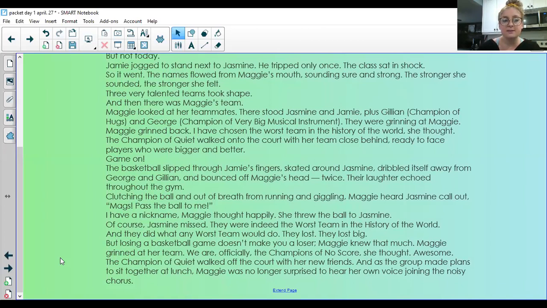Clutching the ball and out of breath from running and giggling, Maggie heard Jasmine call out, "Mags, pass the ball to me." I have a nickname, Maggie thought happily. She threw the ball to Jasmine. Of course, Jasmine missed. They were indeed the worst team in the history of the world. And they did what any worst team would do. They lost, and they lost big.